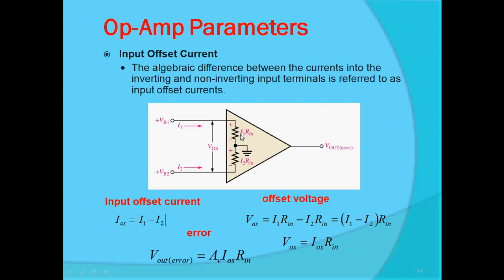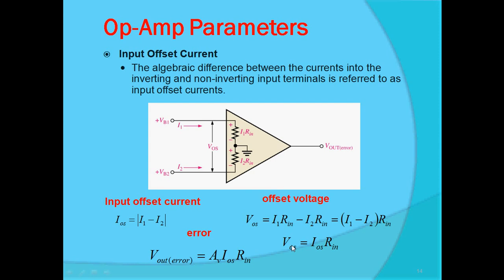current, and so it will develop some voltage here, I1 into Rin, and because of VB2, I2 is the current flowing into the input impedance, because of which some voltage developed is I2 into Rin. So offset voltage is nothing but the voltage because of VB1 minus the voltage because of VB2 developed at the input impedance: I1 into Rin minus I2 into Rin, that is (I1 minus I2) Rin.